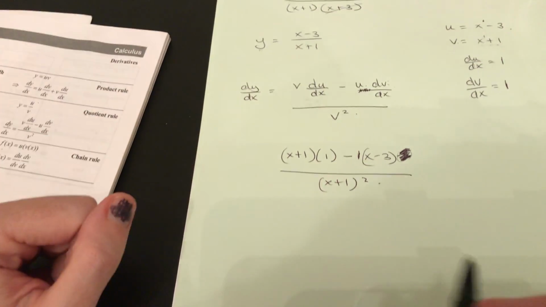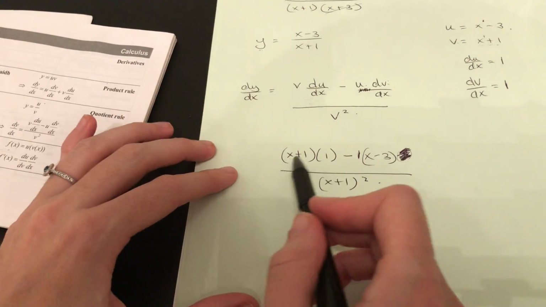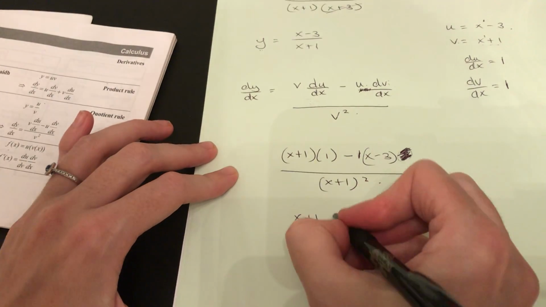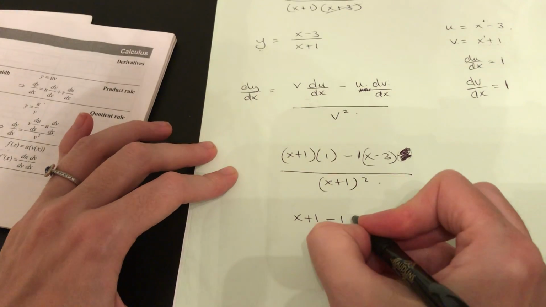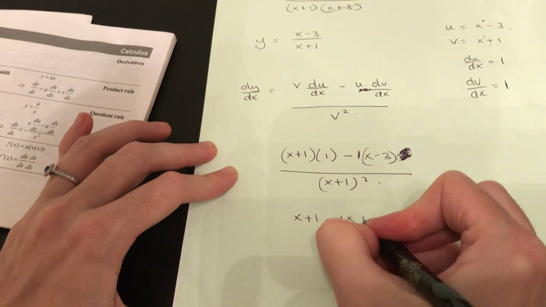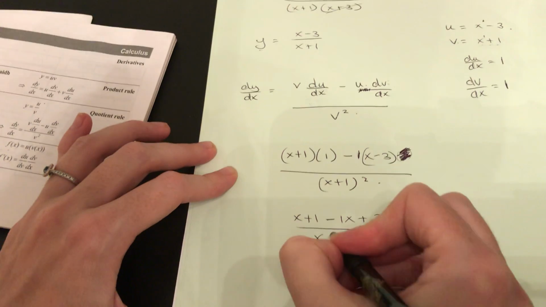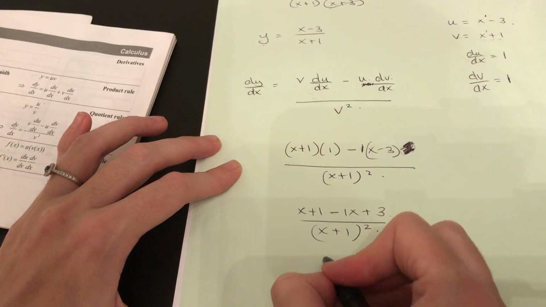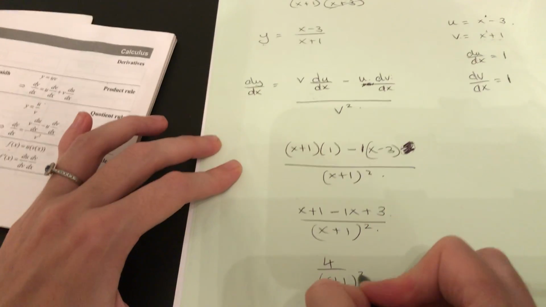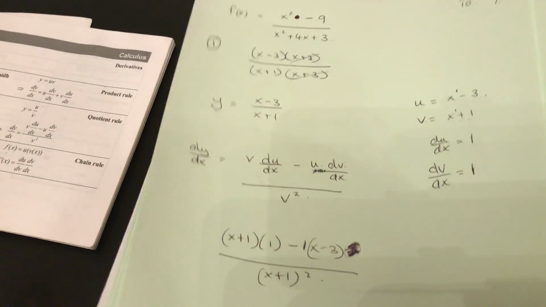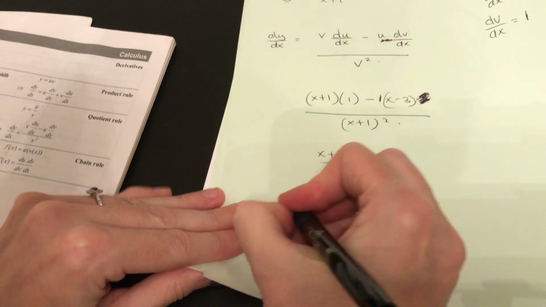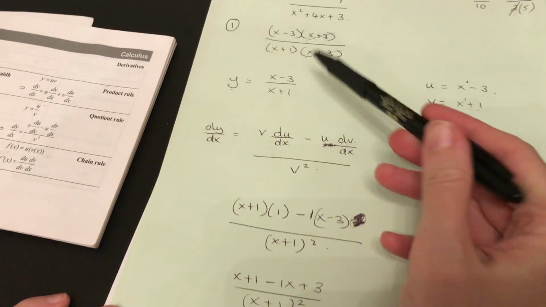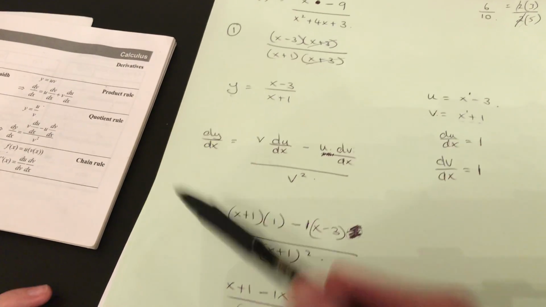And then all I have to do is just make this look a bit nicer. So x plus 1 times 1 minus 1 times x, and minus 1 times a minus 3, which gives me 4 over x plus 1 squared. And this is, after all that, f dash of x. It's the differentiation, so it's the formula for the slope of this function.